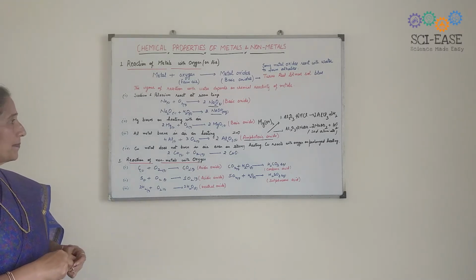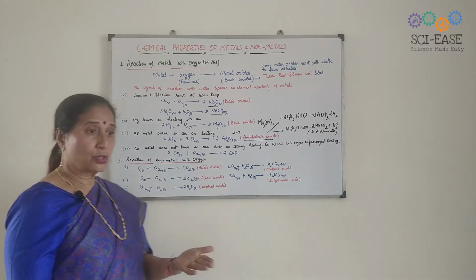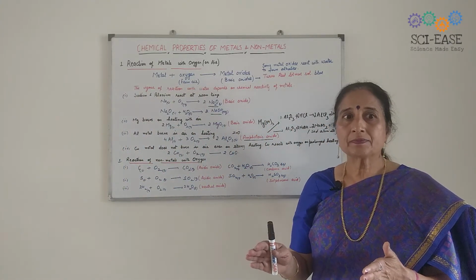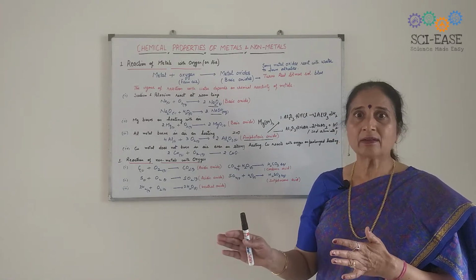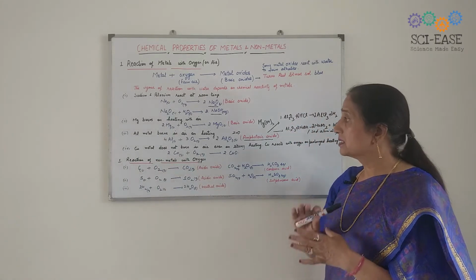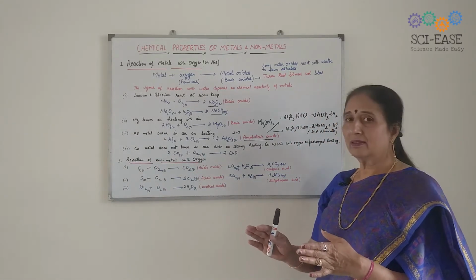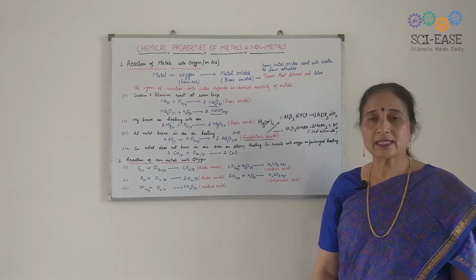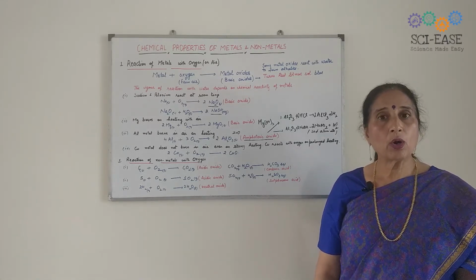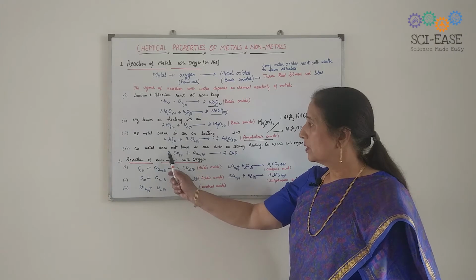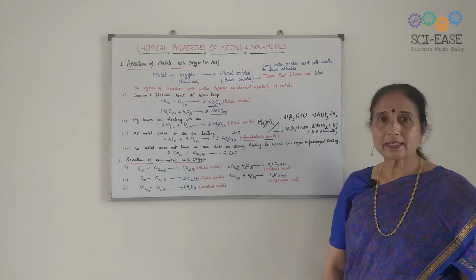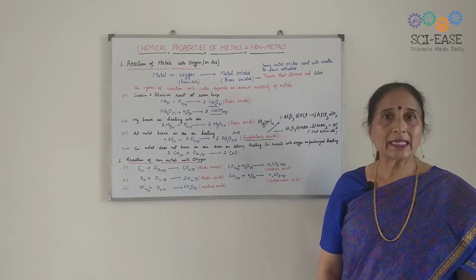Next comes iron. Iron is not so much reactive with air. It can react on heating. In the same way, next comes the copper. Copper metal does not burn in the air even on strong heating. Copper reacts with oxygen only on prolonged heating. So the reaction is copper plus oxygen forming copper oxide. Black color of copper oxide, that is formed.